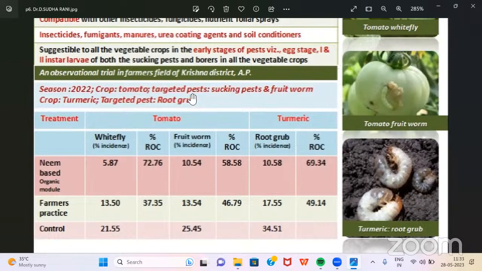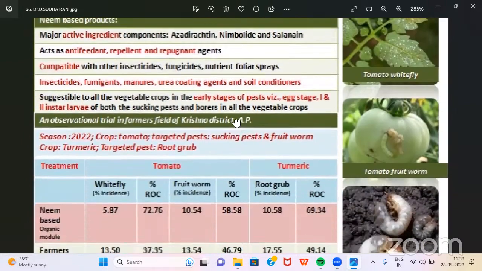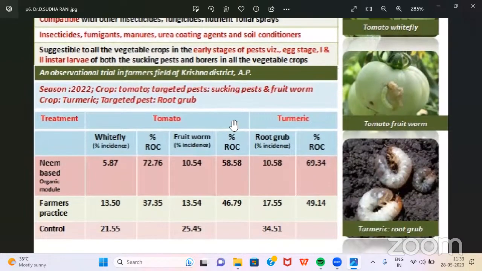Whereas in turmeric, for the past 2 to 3 years, we are observing severe damage from root grubs. Here, root crop farmers are spraying chemicals like anything. But if we recommend spraying neem-based pesticides on the nearby trees where the adults are present, we could reduce around 69% of the damage caused by root grubs in turmeric, whereas in farmers' practices they have recorded only 49%.